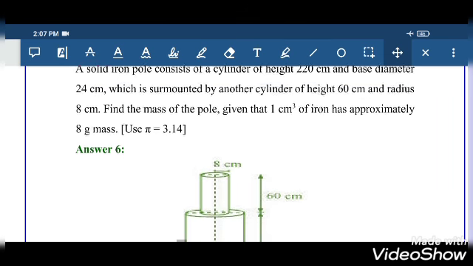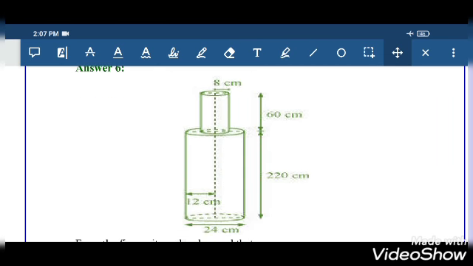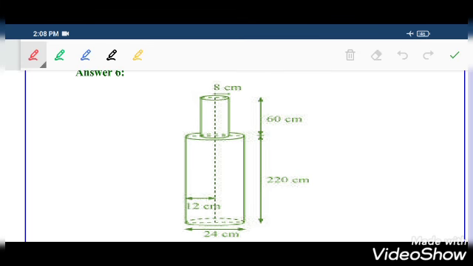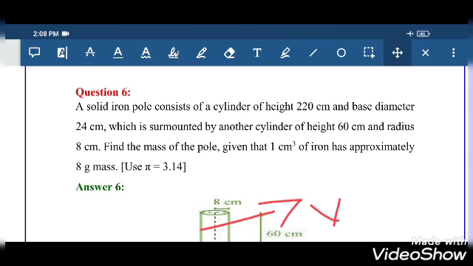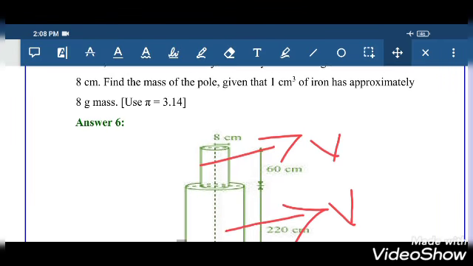So this is the diagram, just observe it. This is one cylinder and another cylinder, so 2 cylinders are surmounted. You need to find the volume of this one and the volume of this one, and you get the total mass. Find the mass of the pole given that 1 centimeter cube of iron has approximately 8 gram mass. Use pi equal to 3.14. Just try this question as your homework.